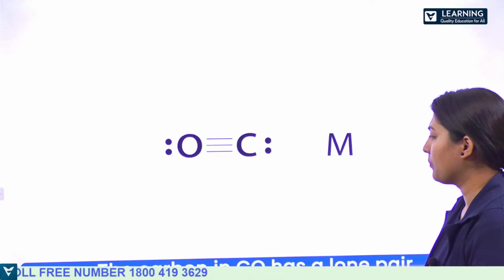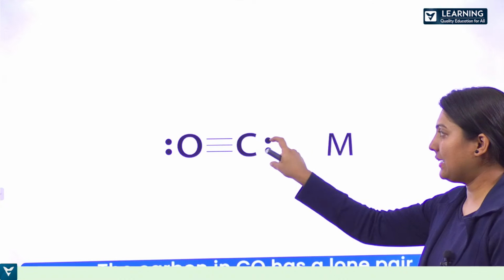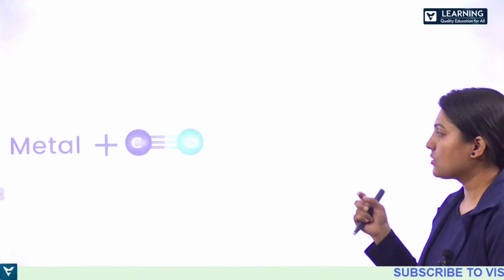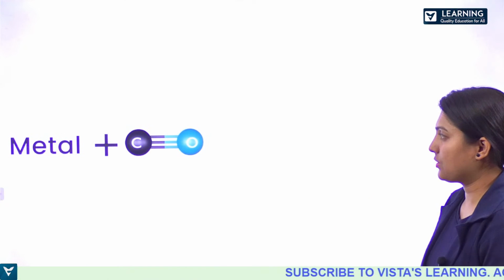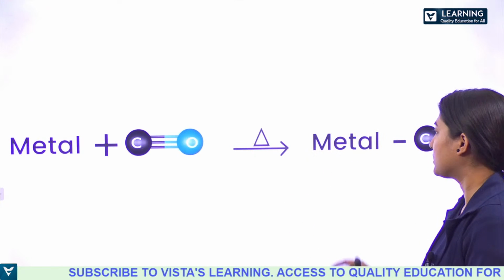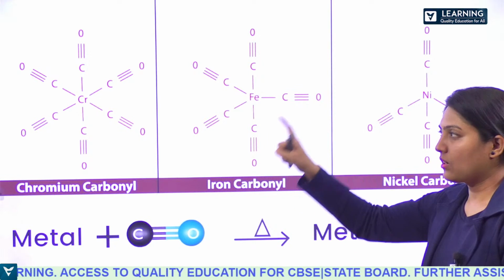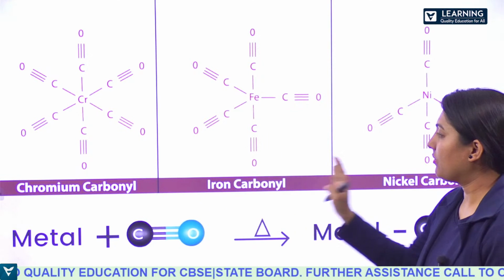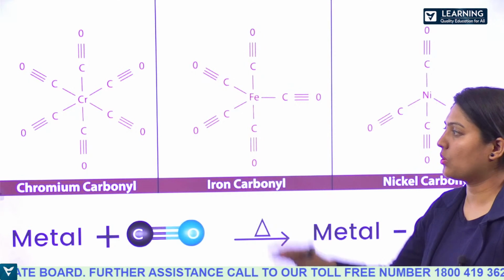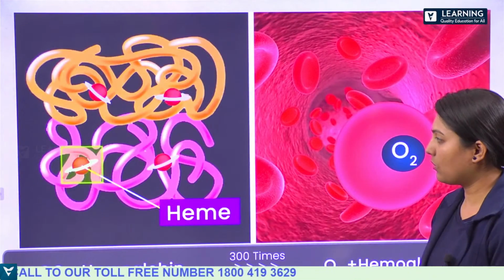The carbon in carbon monoxide has a lone pair, and it can easily give the lone pair to metals. So metals can form bonds. When metal reacts with carbon monoxide, we get a complex like this, where several metal carbonyls are formed. Here, chromium carbonyl is linked with the other carbon monoxides.